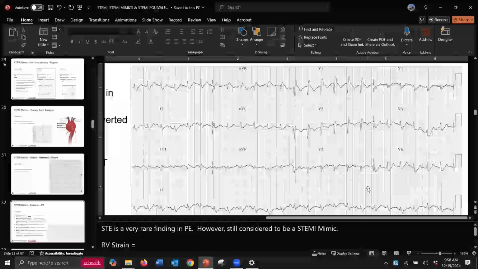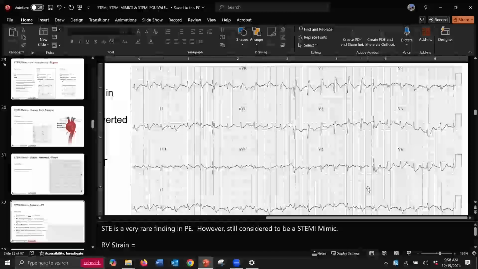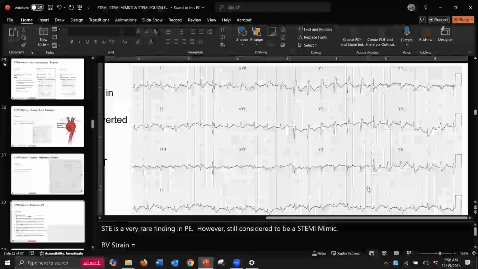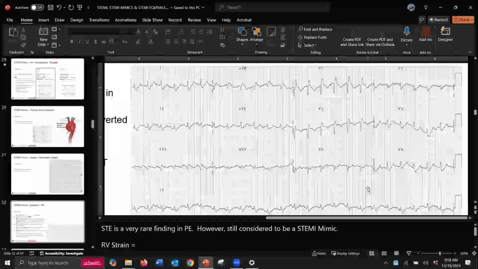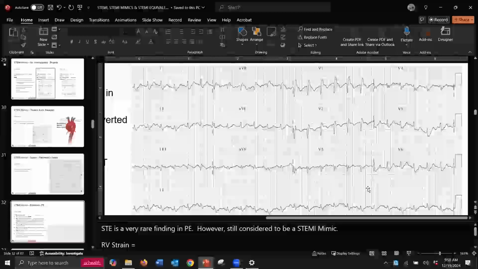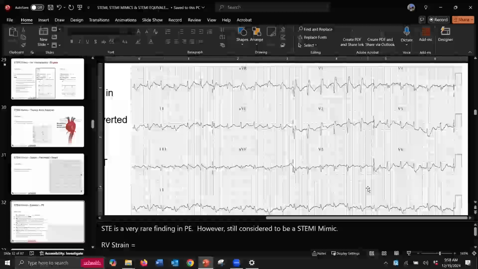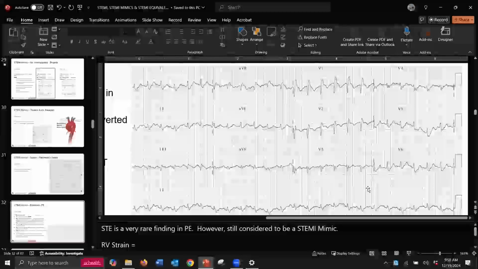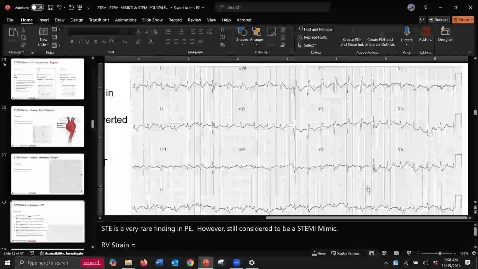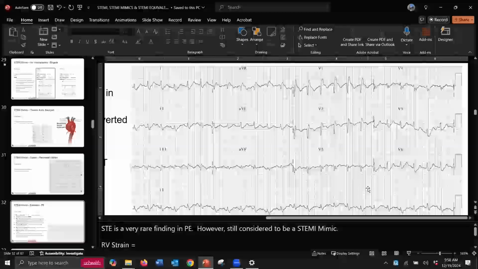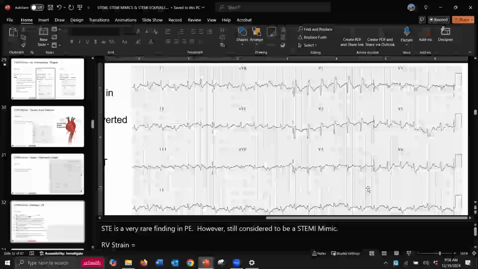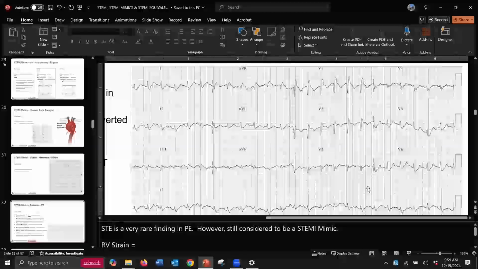Is it sensitive to pulmonary embolism? No. Can it be lead placement? Yes. Can it be axis deviation? Yes. How about S1Q3T3 with a right ventricular strain pattern? Now we're getting somewhere, right?